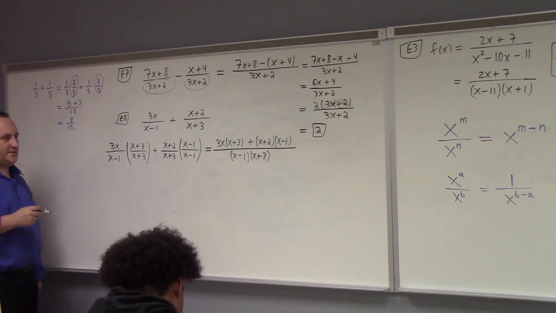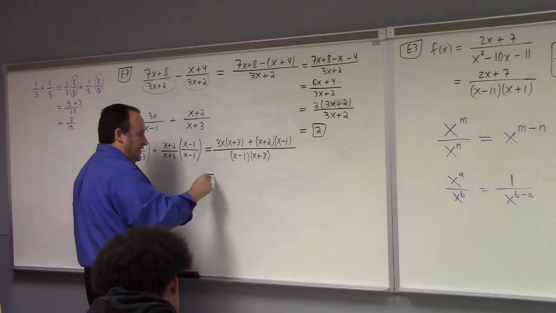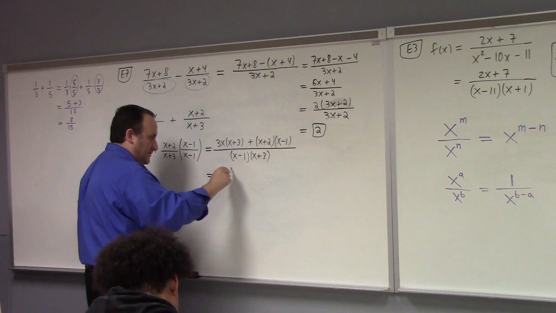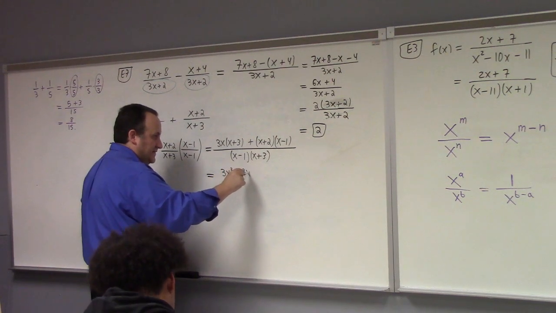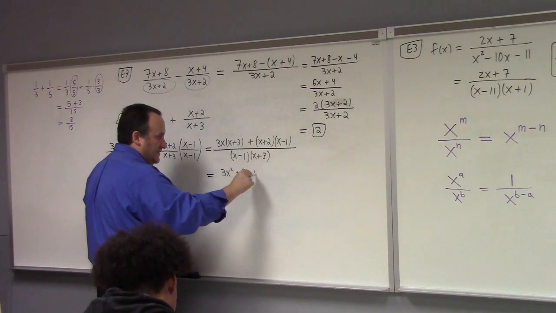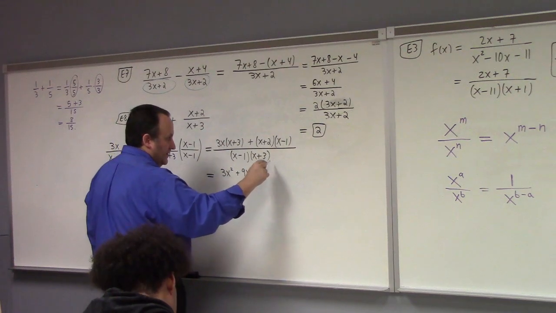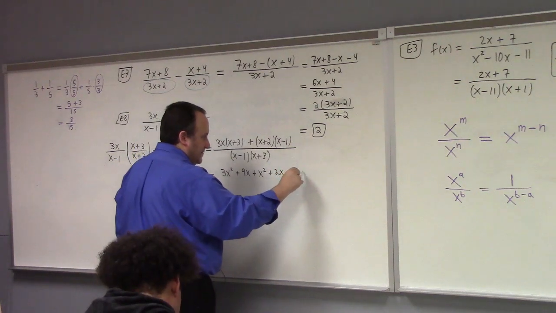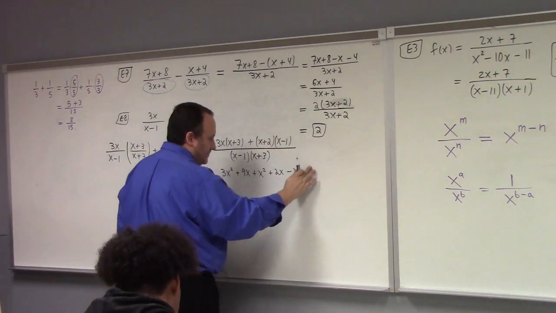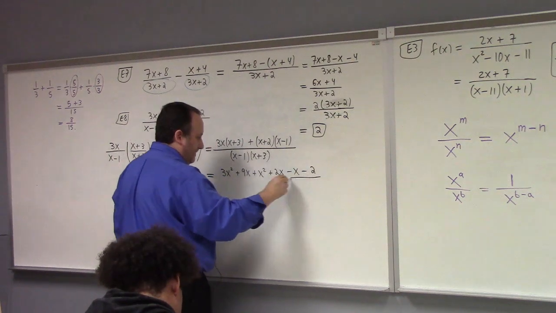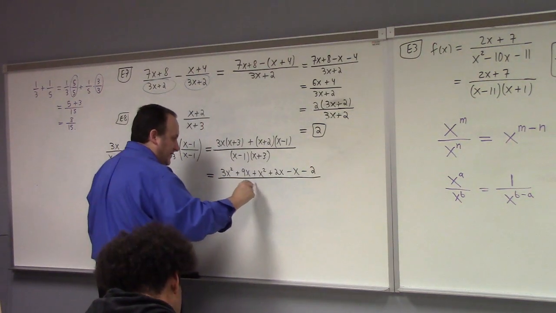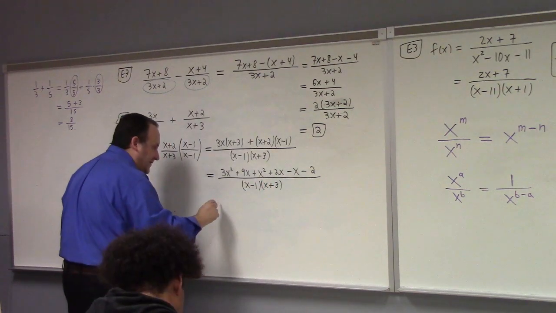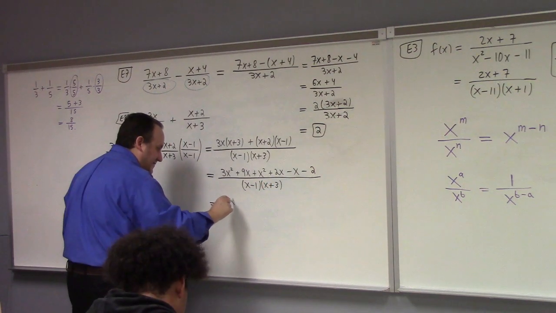All right, and then what? Well, then we try to clean things up. So we've got ourselves a 3x squared plus 9x plus x squared plus 2x minus x. I'm just foiling it out, guys. Minus 2. Now, I just made this problem up, so it really shouldn't simplify nicely, okay? If this simplifies nicely, it would be like an amazing accident.